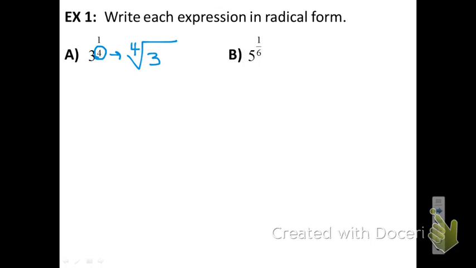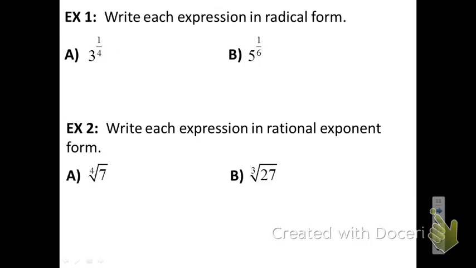Okay, on B, same idea. We take the denominator of the fraction in the exponent, and it becomes the index. And the base goes inside, and we can put this 1 here. But again, because it's a 1, we don't need to show it. And that says we would need 6 of the same number that multiplies to be 5.